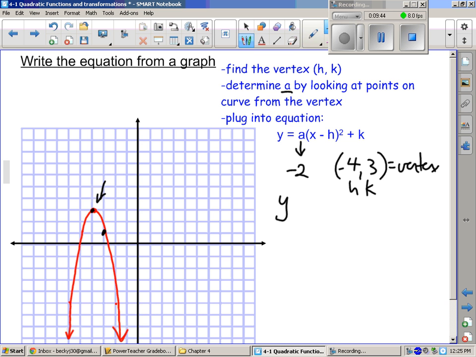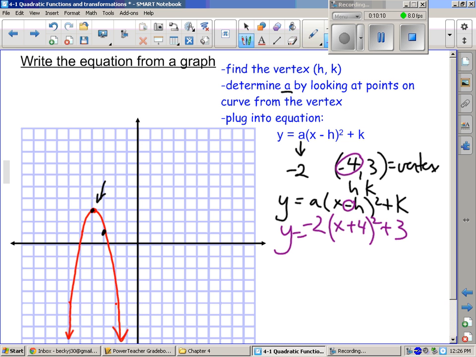So if I'm going to write y equals a(x minus h) squared plus k, let's plug in what we know. We know that a is -2. H we said was -4, but this negative makes it negative, which would be positive. And then the 3, whoops, I need my little square, the k is our 3. So that is the equation of that picture. So you have to do a little detective work to get all the pieces.